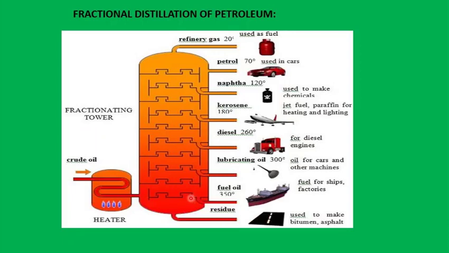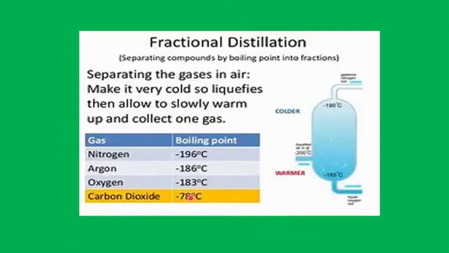So this is one of the uses of fractional distillation. You don't have to draw it, it's just for you to understand. Next one, this is important, which you are going to study, that is how to separate different components of the air by fractional distillation. The different components of the air are nitrogen, oxygen, argon, and carbon dioxide.